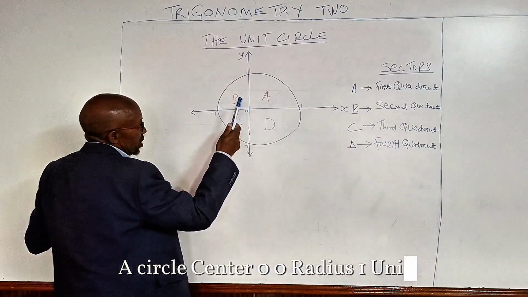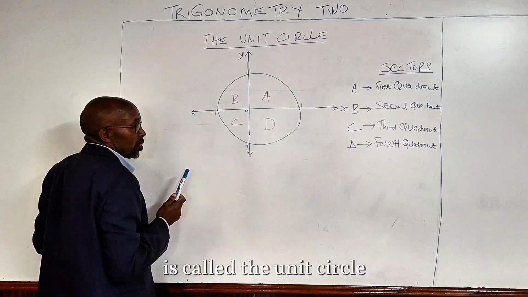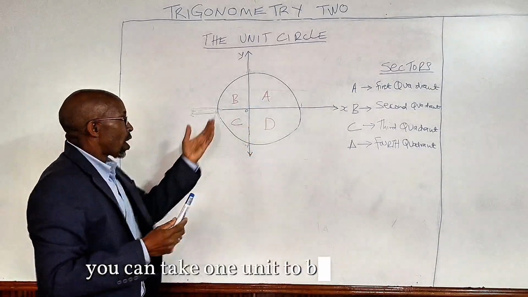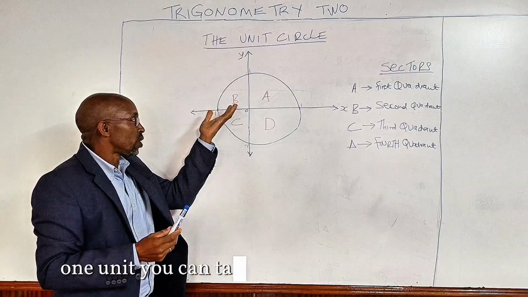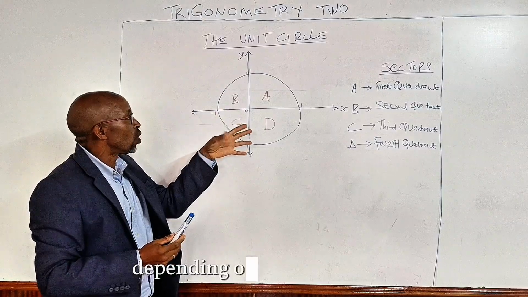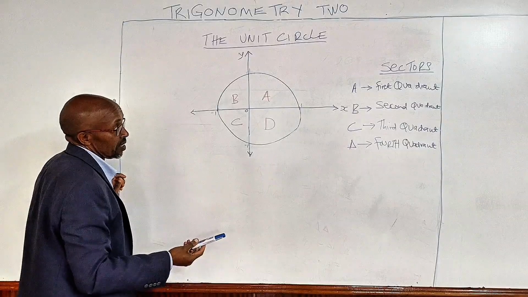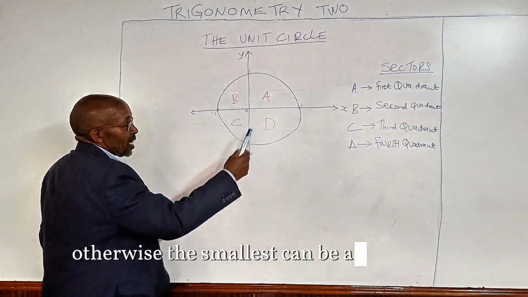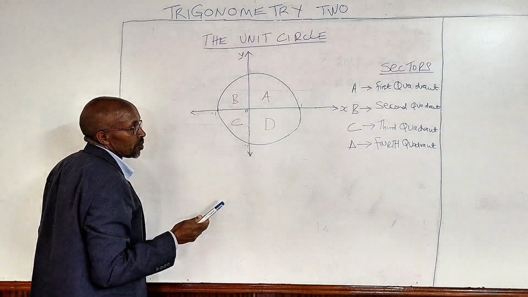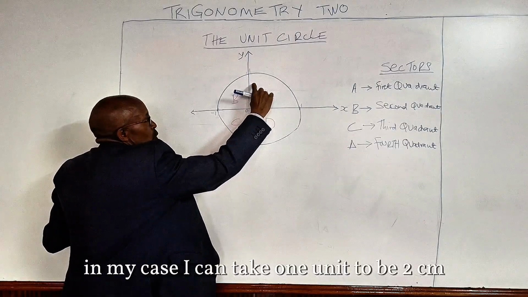A circle, center 0, 0, radius 1 unit is called the unit circle. The unit here, you can take 1 unit to be 1 centimeter, or 1 meter, or 2 meters, depending on what you want the 1 unit to represent. Otherwise, the smallest can be as small as 1 centimeter. In my case, I can take 1 unit to be 2 centimeters.